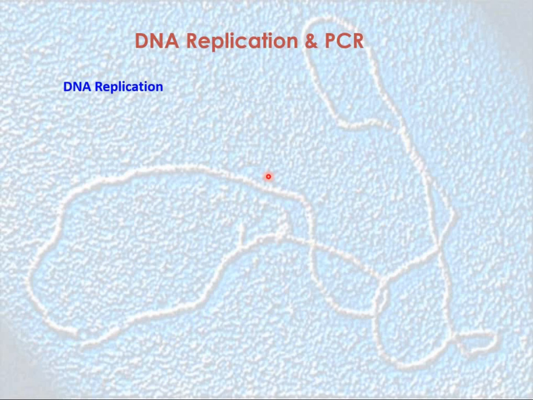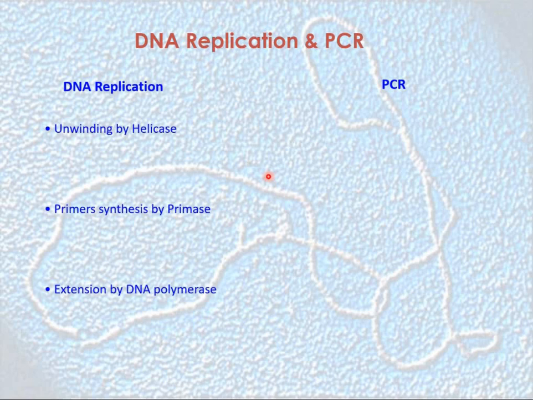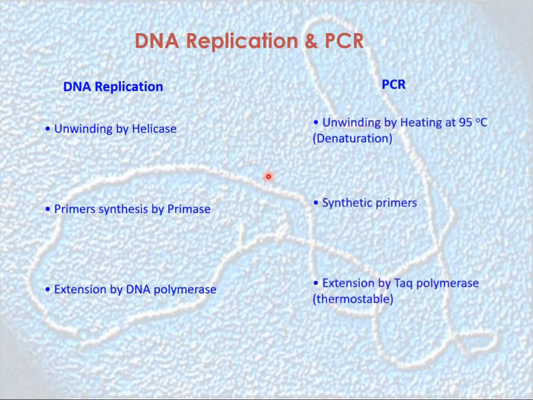So let's compare what is the difference between the DNA replication and the PCR. In DNA replication, unwinding is done by helicase, and the primers are synthesized by primases, and extension is done by DNA polymerase. In case of PCR, unwinding is done by heating it to 95 degrees. That results in the denaturation. Then in this case, we use synthetic primers. बाहर commercially synthesize कराते हैं, उन्हीं tubes में डाल देते हैं जितनी quantity required है. और in this case, the extension is done by Taq polymerase.